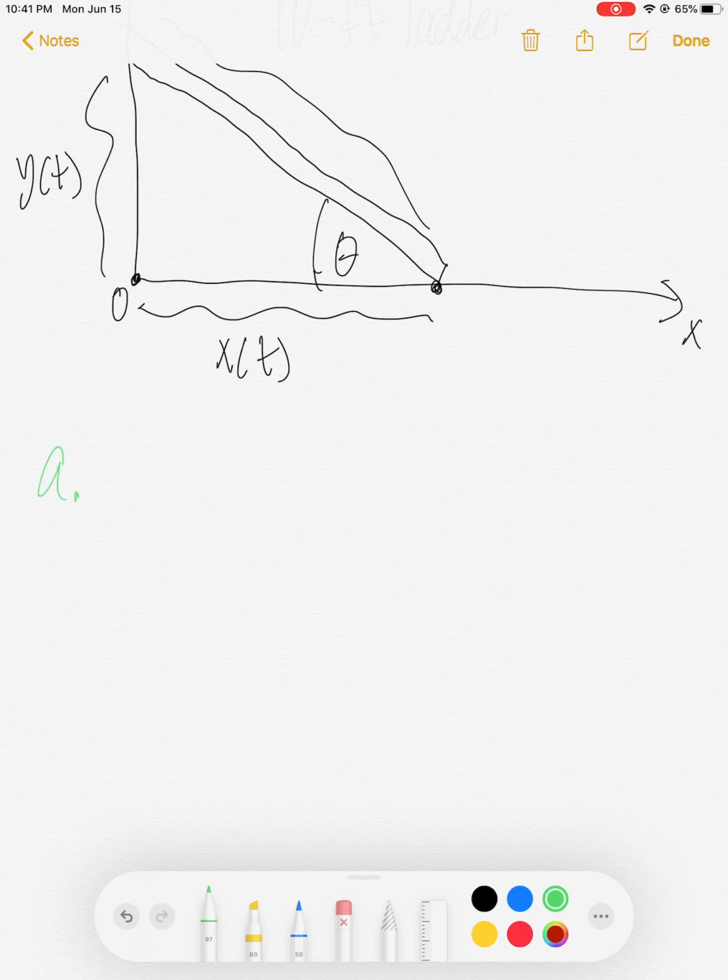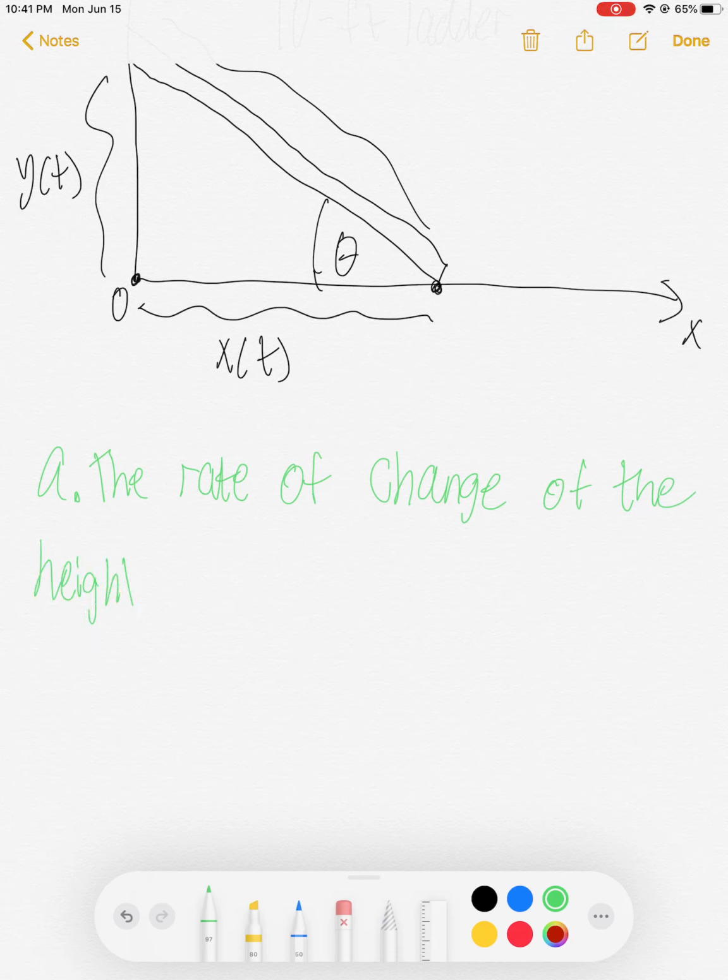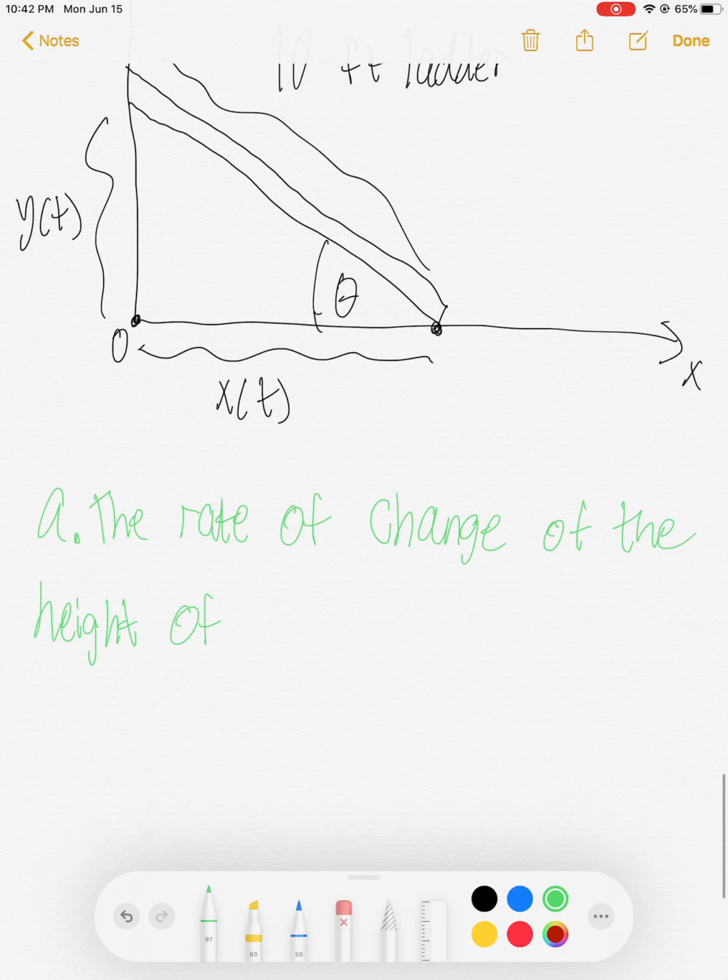And we recall that the ladder is 10 feet, or in other words, the length of this thing is 10. Okay, so that's the picture that we're given. Now let's go ahead. I suppose I should label this as 0, just because the picture does. Okay, so let's go ahead and write out part A of this problem.